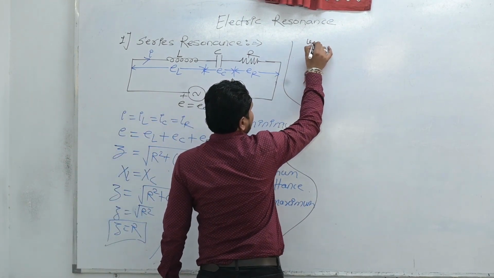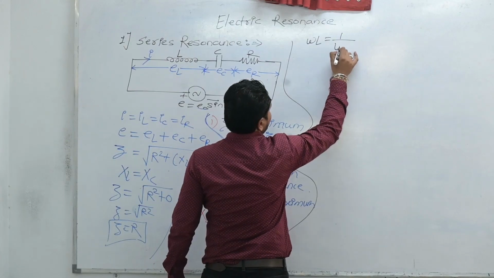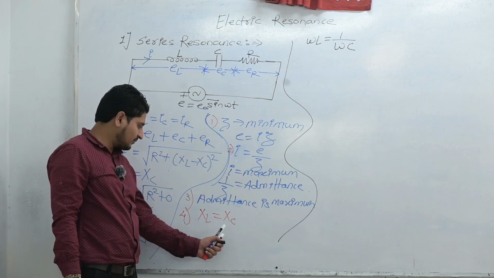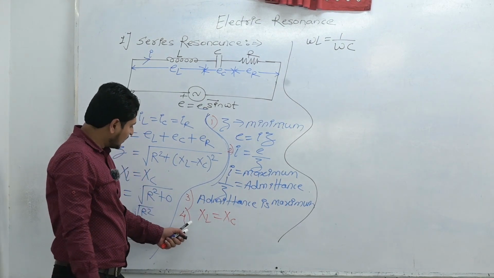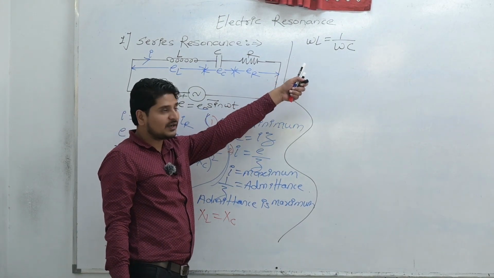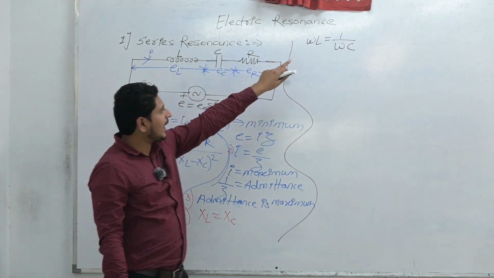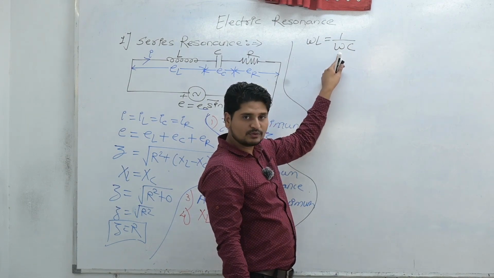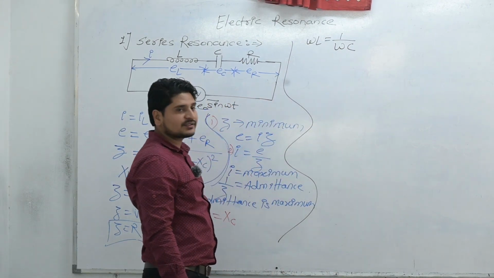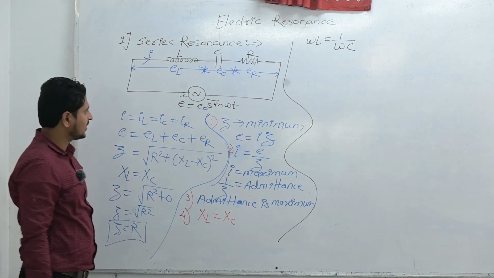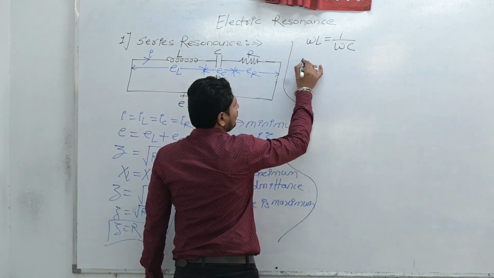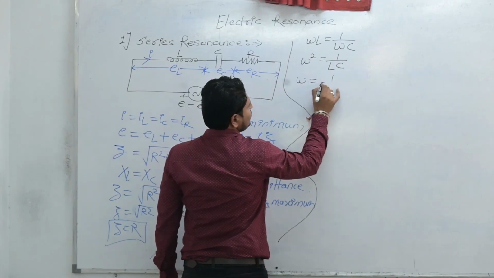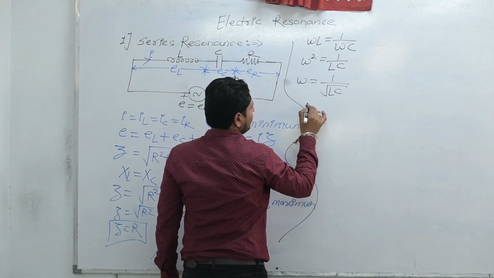So XL is equal to omega L, and XC is equal to 1 upon omega C. XL is your inductive reactance, where XC is your capacitive reactance. The value of XL is omega into L, where omega is your angular frequency and L is your inductance, and XC is 1 upon omega C, where again omega is your angular frequency and C is your ideal capacitor here. So omega square is equal to 1 upon LC. Omega is equal to 1 upon under root of LC.